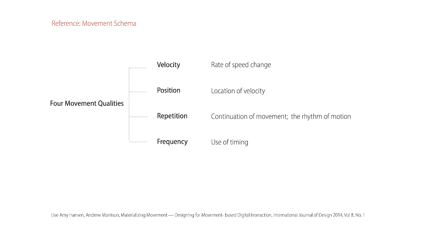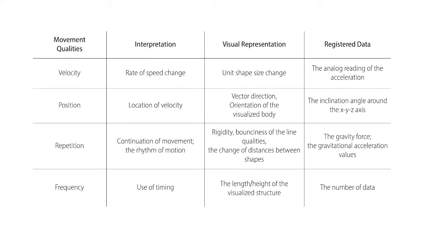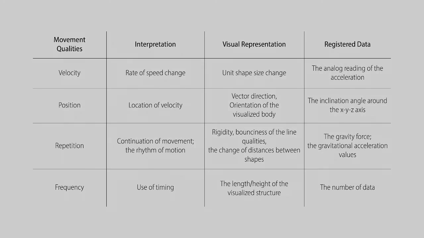To translate the data into shapes that represent the dynamics of the movement, I built on the movement schema developed by Hansen and Morrison to interpret the data. Velocity, position, repetition, and frequency are identified as the 4 movement qualities in their movement schema. I mapped each of these 4 movement qualities to what shapes to represent and what register data to use. I went through multiple rounds of iterations to generate the 3D design describing the movement dynamics.